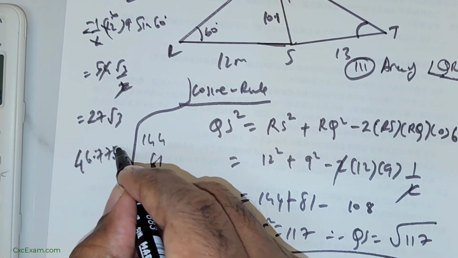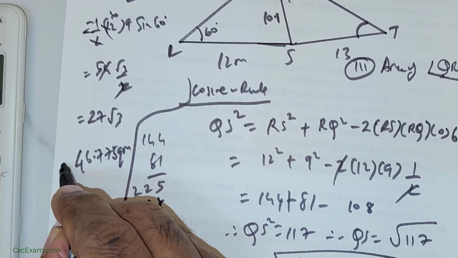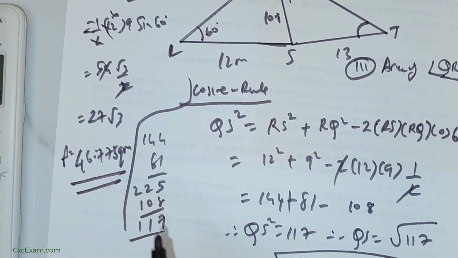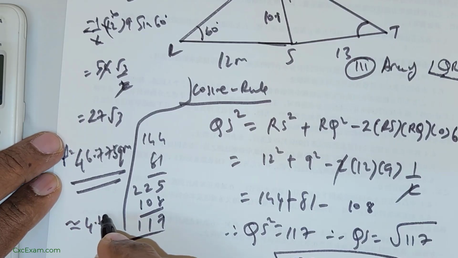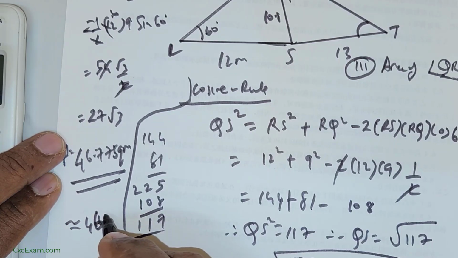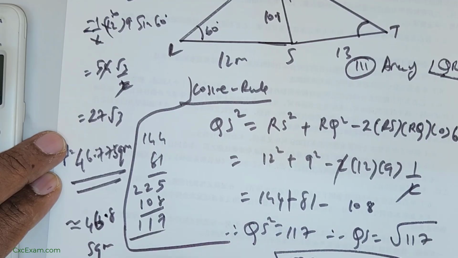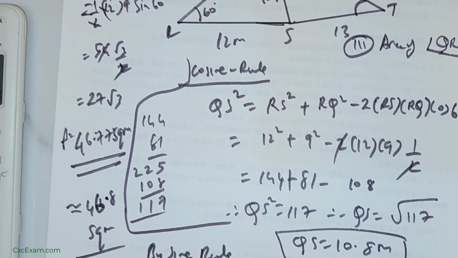46.77 square meters area. Okay, I hope you're watching it. Or you can take it as 46.8 square meters, right? Since we are only taking one digit after the decimal.